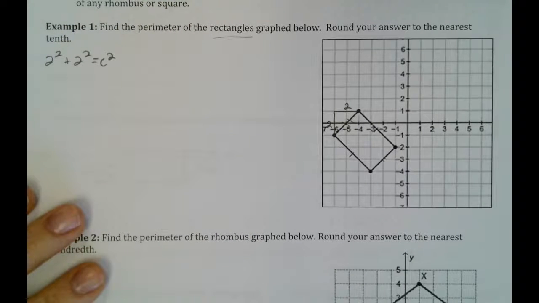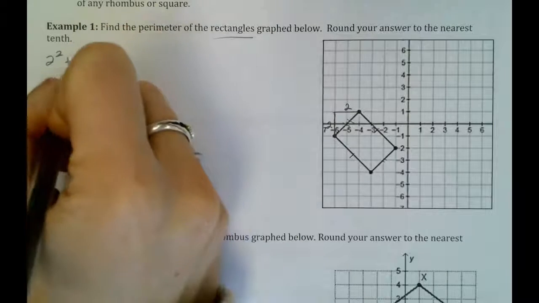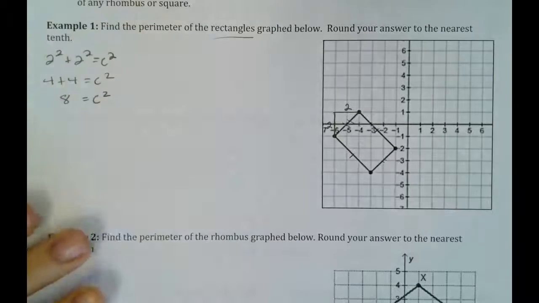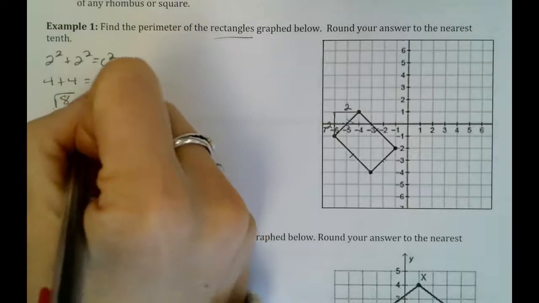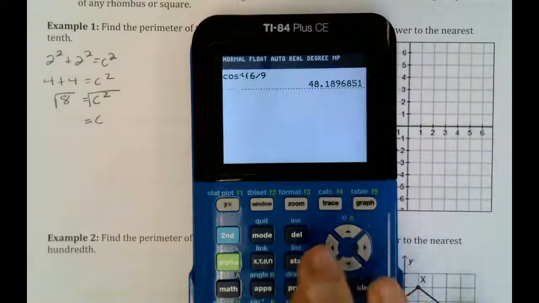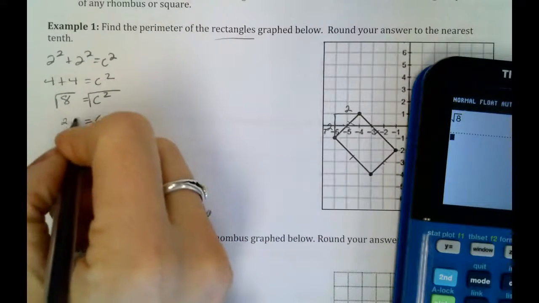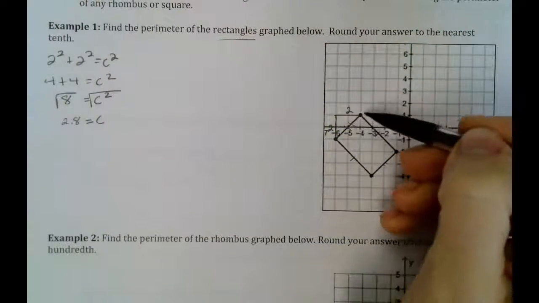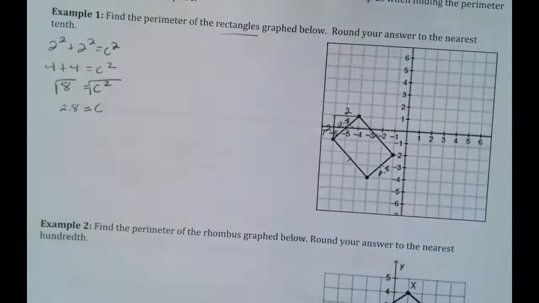Okay, so we'll do 2 squared plus 2 squared equals c squared. 2 squared is 4. If we total that, we get 8. And then we take the square root of 8. Let me grab my calculator for us. Okay, so we'll do second square root 8 here, so we'll just round that to 2.8. So that tells us that this side here measures 2.8, and so does this side, 2.8.